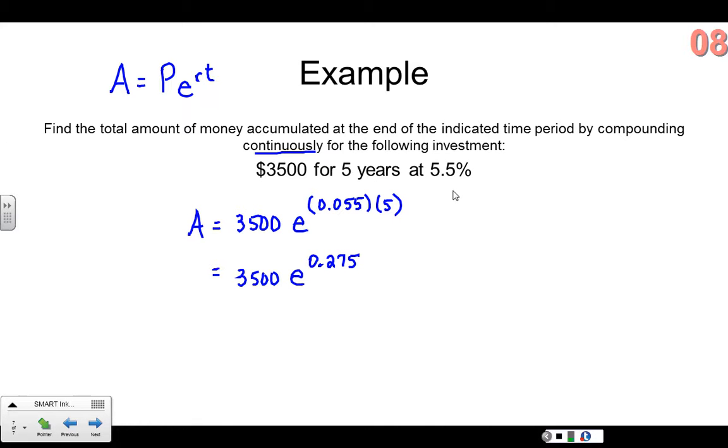So all I have to do now is just punch this into the calculator. Again, it's money, so we're going to round off to 2 decimal places. 3,500 times 0.275, second function key E, equals, and I got $4,607.86.